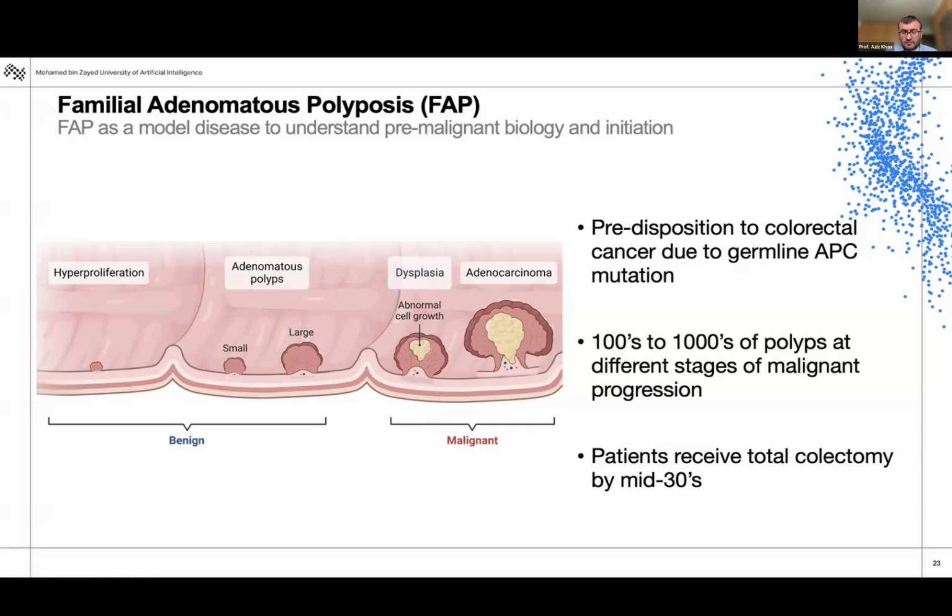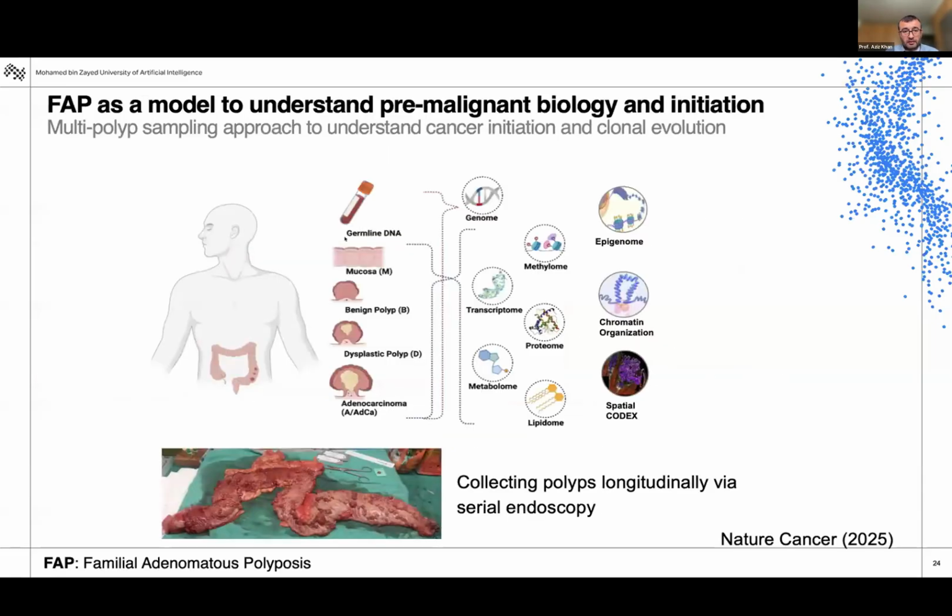So these polyps can number from 100 to 1,000 at different stages of progression, and the patient needs a total colectomy by their mid-30s. If these are untreated, of course, they develop cancer and so on. So people with FAP, the new FAP patients, had a germline APC mutation.